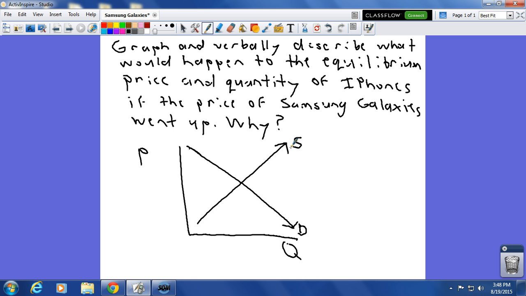And where both of those intersect, you have an equilibrium, and we'll have an equilibrium price, which we'll have as a lowercase p, and quantity, which we'll have as a lowercase q.